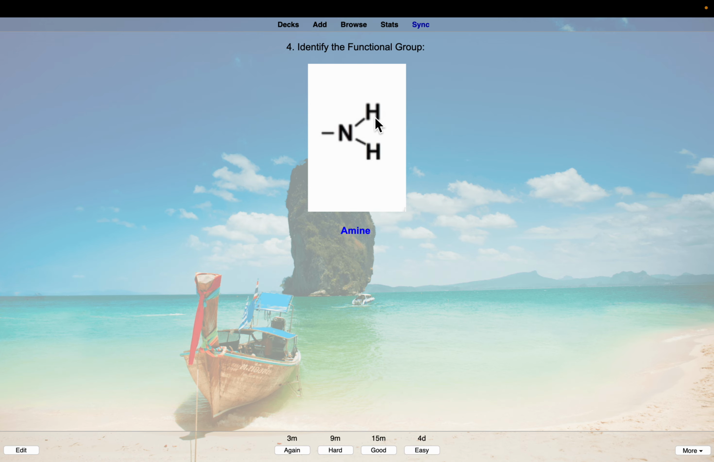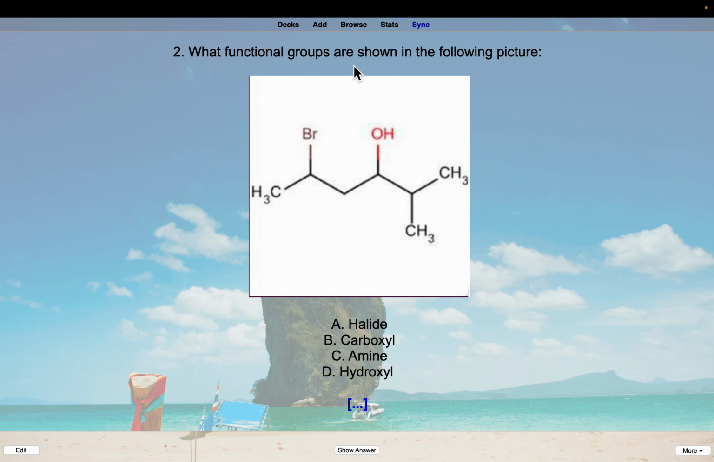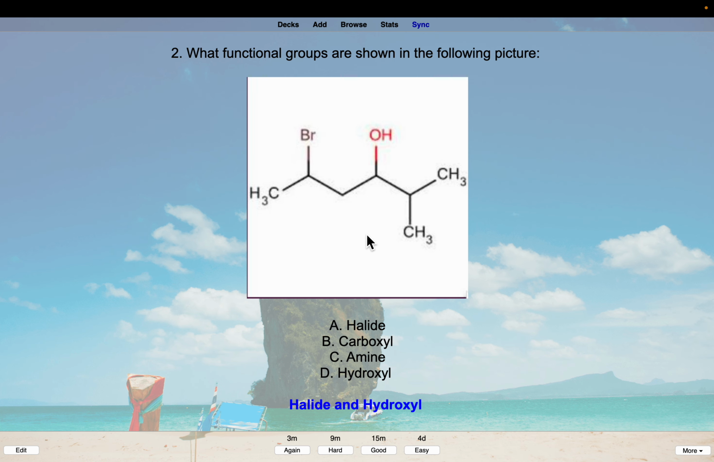Identify the functional group, amino, just kidding, amine, NH2. What functional groups are shown in the following picture? We have hydroxyl. Well, I think what's being asked is the red highlight, so that's hydroxyl. Also halide. I didn't know there could be more than one answer. Where do we see the halide? I'm not sure.